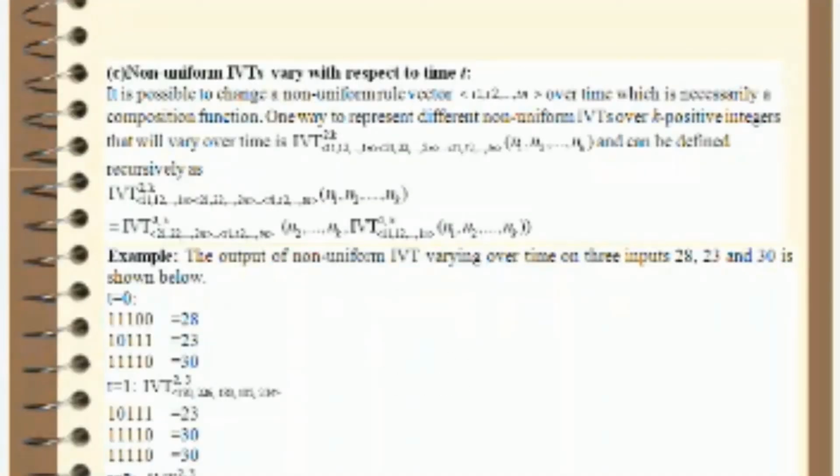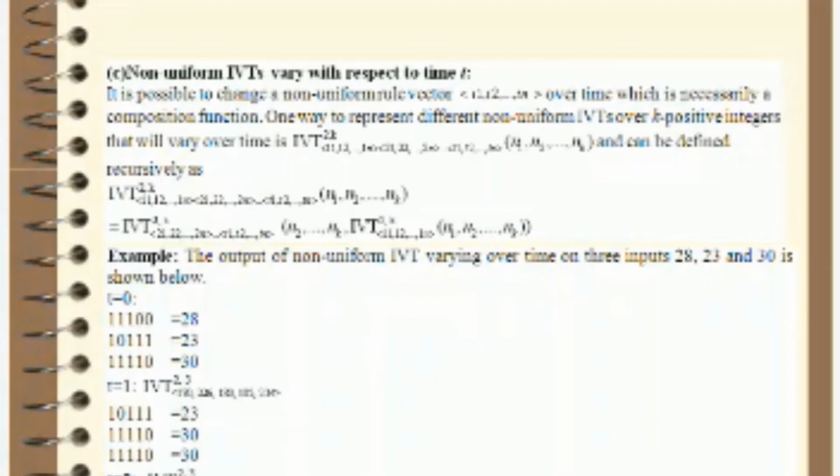And then we have discussed non-uniform IVTs varying with respect to time. So here in each time step we apply a new rule vector. For example, we have taken three numbers 28, 23, 30, and in different steps we have taken these rule vectors. At t1 one rule vector acts on this, at t2 another rule vector acts on the three numbers, and whatever result is obtained, it is stored.